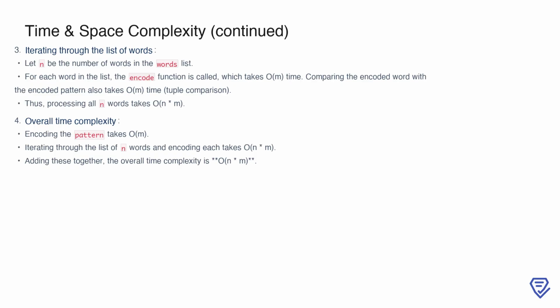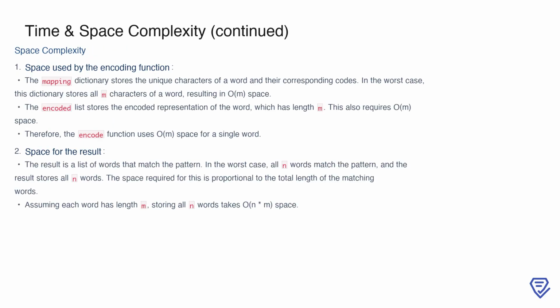When we move to iterating through the list of words, let n represent the number of words in the list. For each word, the encode function is called and processes the word in O(m) time. After encoding, we compare the encoded word with the encoded pattern, which also takes O(m) time due to tuple comparison. This means processing a single word requires O(m) plus O(m), which simplifies to O(m). For all n words, the total time complexity becomes O(n*m). Combining this with the time to encode the pattern, which is O(m), the overall time complexity of the function is O(n*m). Now let's analyze the space complexity.